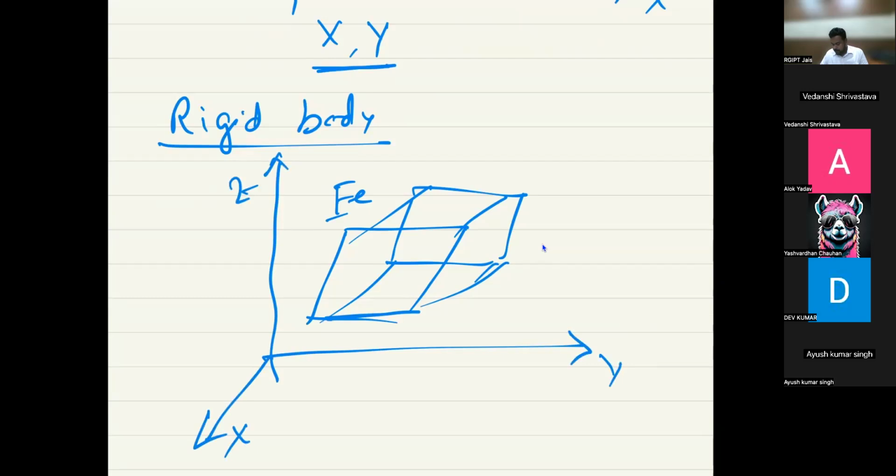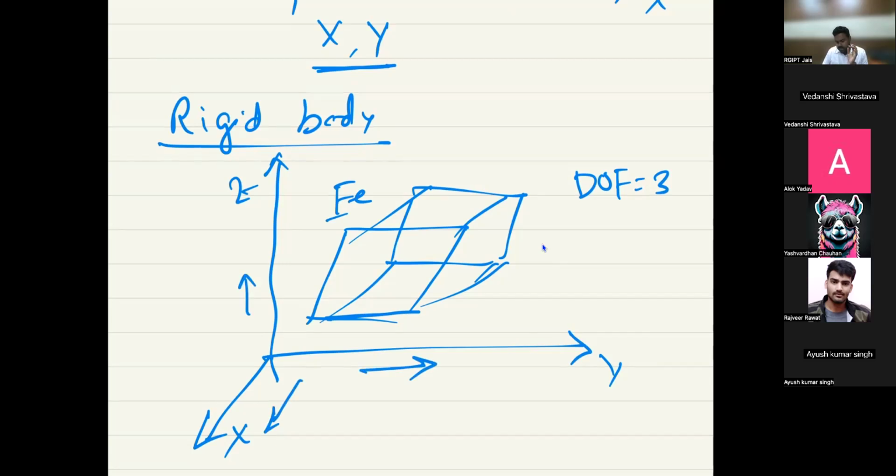Three, sir. Any other answer other than 3? Sir, if it is rigid, then only three. If not, then it can be more. So you guys are telling 3 because it can move along x, it can move along y, it can move along z direction, right? That's why you guys are telling 3.